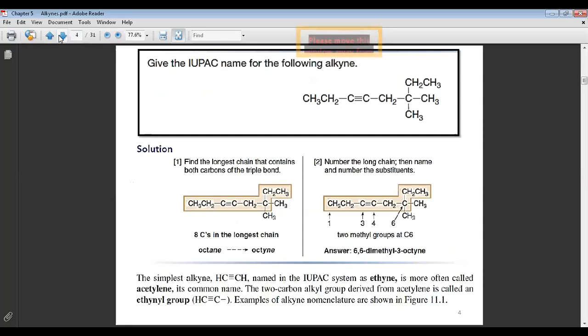And also here we will explain how to give the IUPAC name for the following alkyne. The longest chain: is this the longest chain, or this? Where is the difference here? 1, 2, 3, 4, 5, or 1, 2, 3, 4, 5. Now put the numbers. Any substituent? We have methyl, methyl on carbon number 6. We have 6, 6-dimethyl, and the triple bond starts from carbon number 3. 1, 2, 3, so 3-octyne.